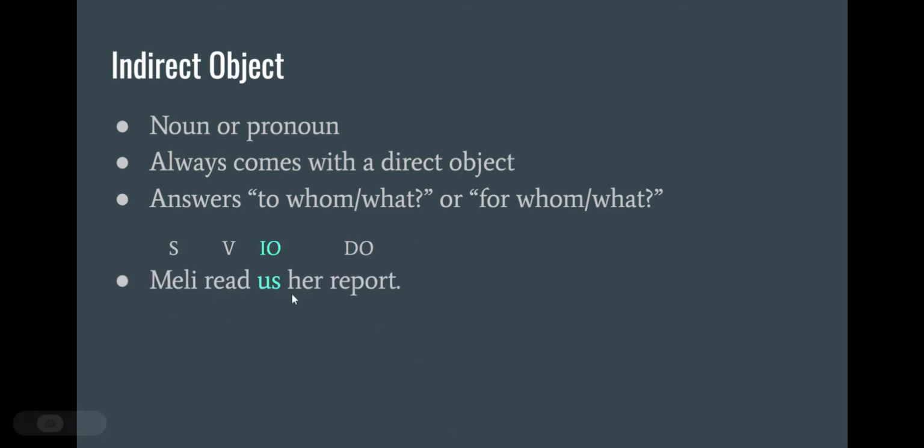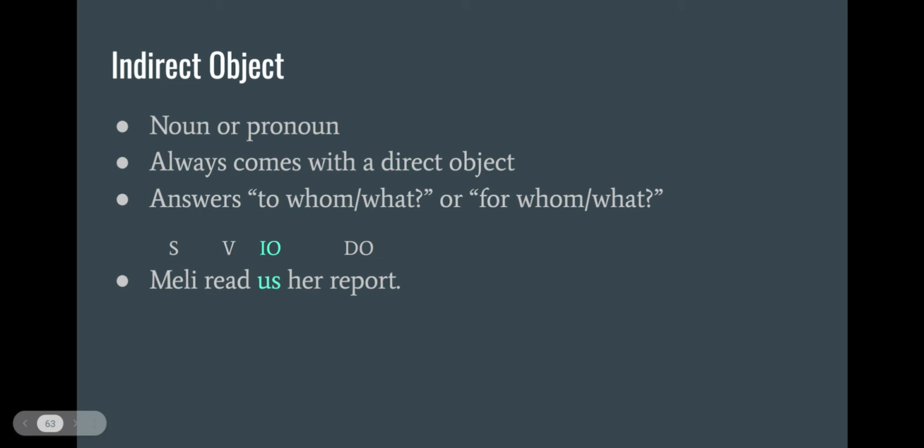Melly read us her report. So the subject is Melly, the predicate is read. She read us what? Her report, so that's the direct object. And she read the report to whom? Us. That is the indirect object.